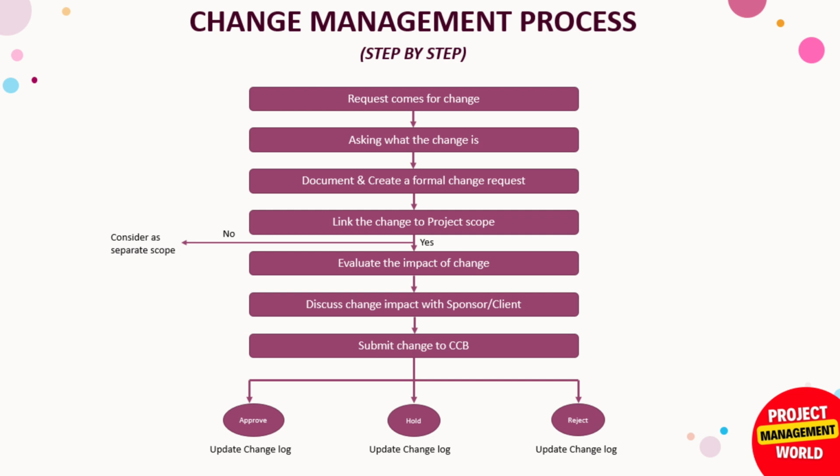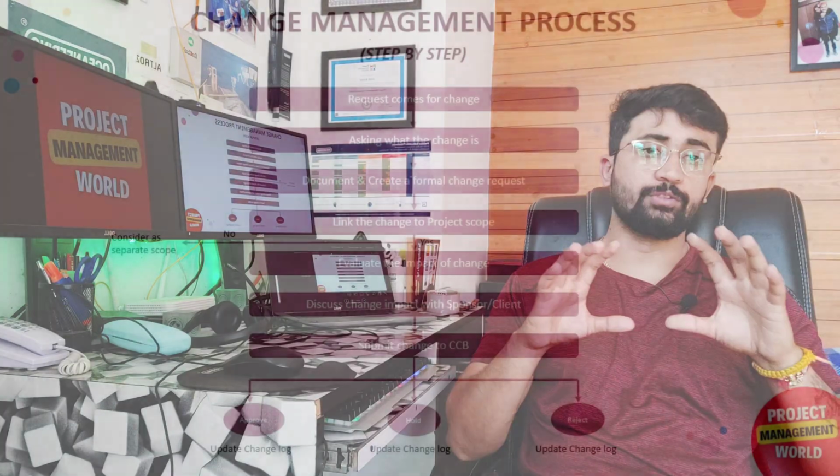After creating a formal change request and documenting it, the next step is to link the change to the project scope. In linking the project change to the scope, we align that change with the project scope, and we see whether we can absorb this change within our scope, whether it aligns with our scope or it is outside. If it is within our scope, then we shift to the next step, and if not, then we ask the client, the change requester, that it should be considered as a separate scope. We consider that as a separate project. So that's what we do here.